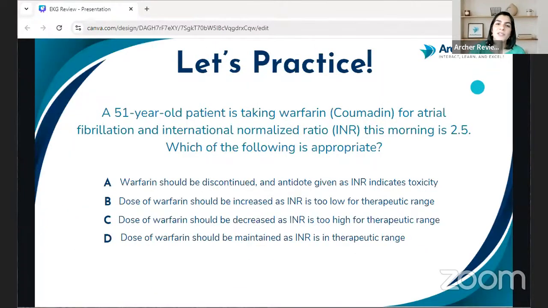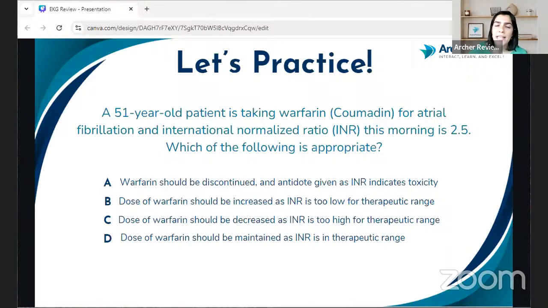Okay, so let's do a practice question. Sophia, this will help you as well. How might you see the anticoagulation questions come up on the boards? This might be an example of one. A 51-year-old patient is taking warfarin (Coumadin) for atrial fibrillation, and her INR this morning is 2.5. Which of the following is appropriate? Is it A, B, C, or D?